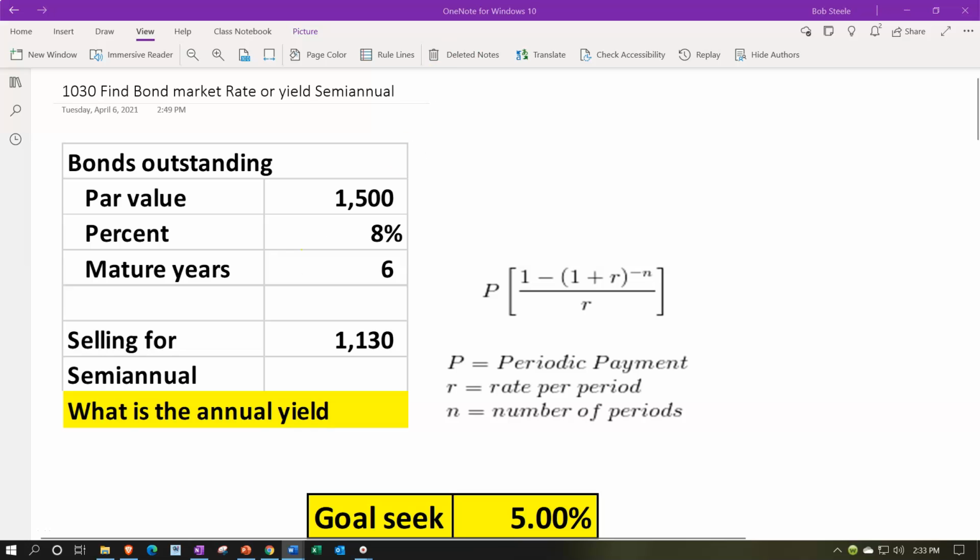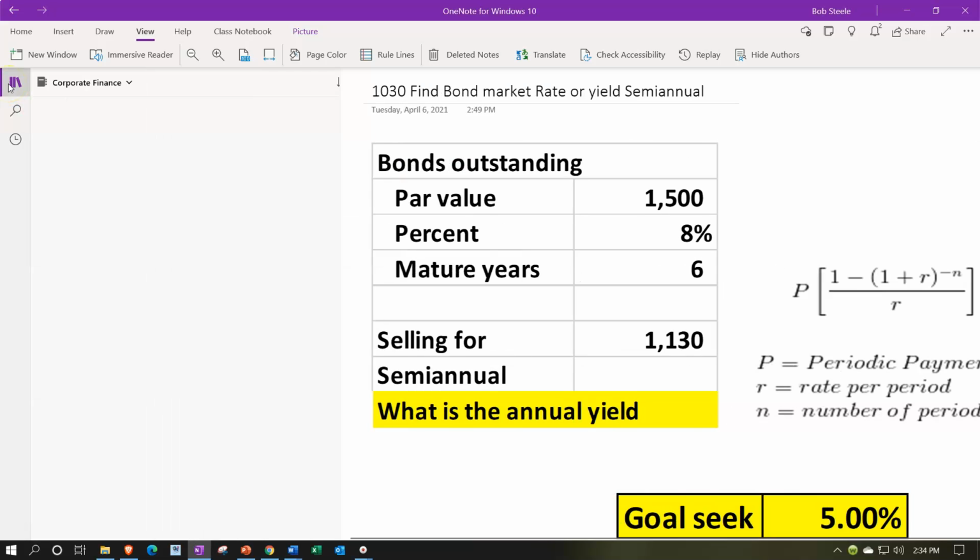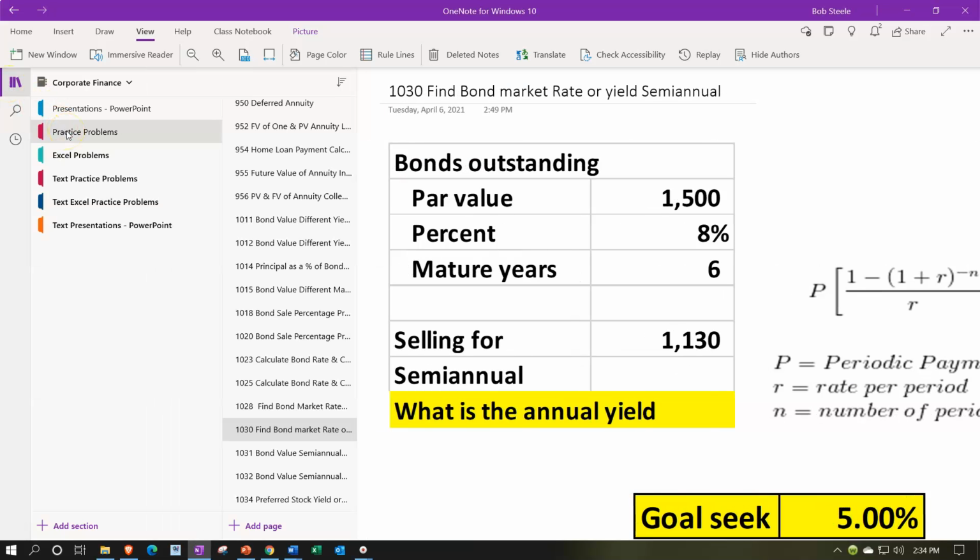Here we are in OneNote. If you have access to OneNote and would like to follow along, you're not required to, but if you would like to, we're going to be in the icon on the left-hand side. We're in the practice problems area, then down in the 1030 find bond market rate or yield semi-annual tab.